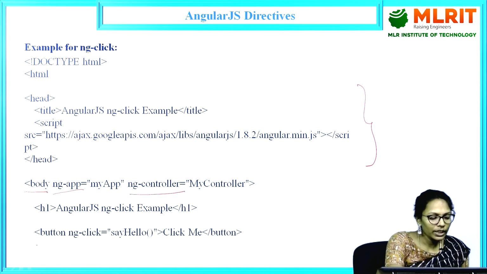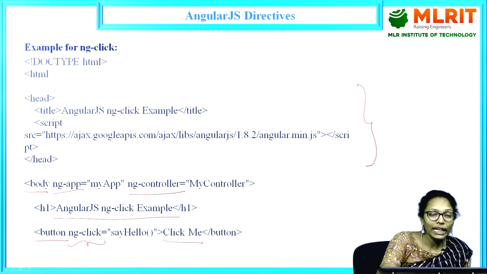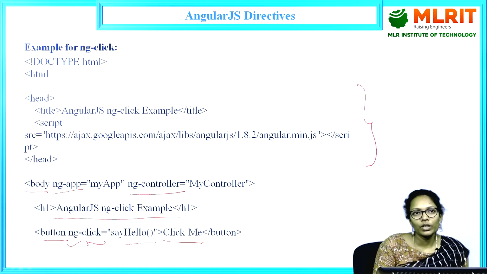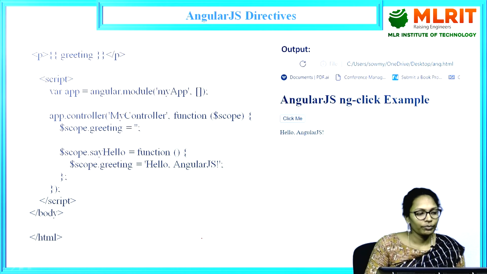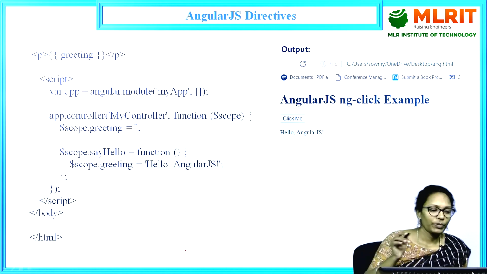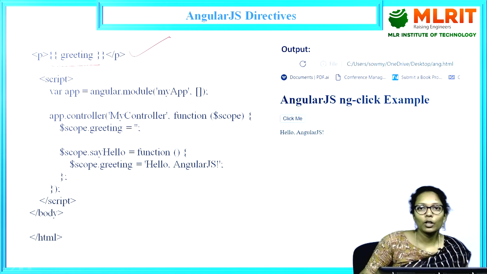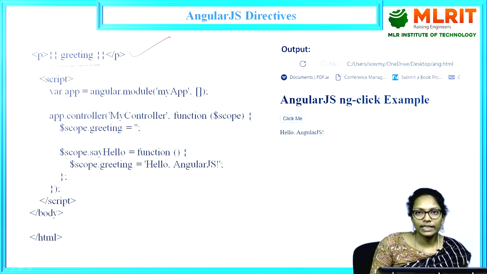Here I'm creating one heading, followed by a button. What is the button name? Click me. Here I'm using a directive called ng-click, just like onclick in JavaScript. So ng-click equals a function called sayHello. The sayHello function will be called whenever the user clicks on the Click me button. Now I need to define that function. Within the paragraph I'm printing a variable called greeting. I don't know what this greeting is yet, so we will see what this value is and how it will be modified.